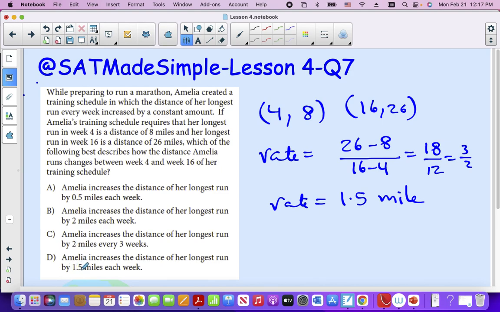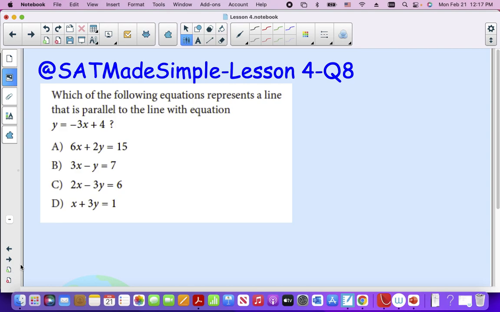If I look at the choices, it tells me that D is the correct choice. So her rate of increase is 1.5 miles each week. All right. Next.